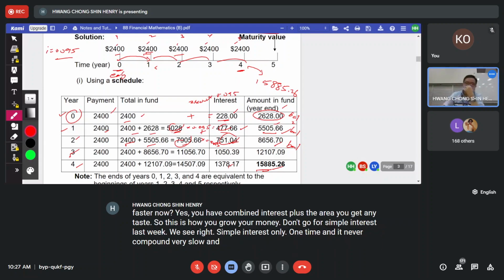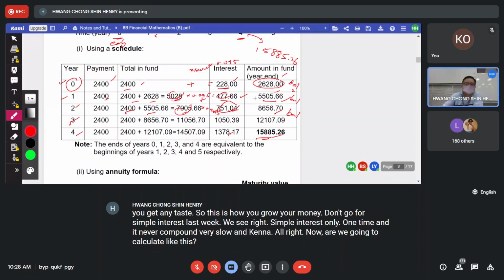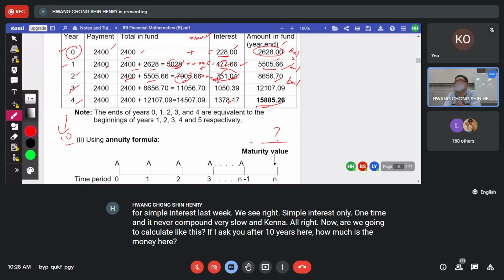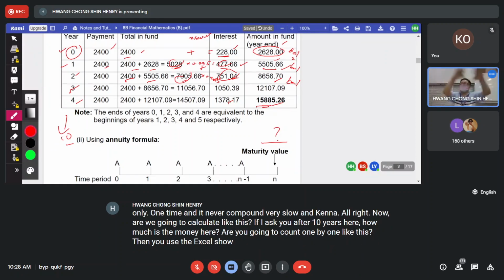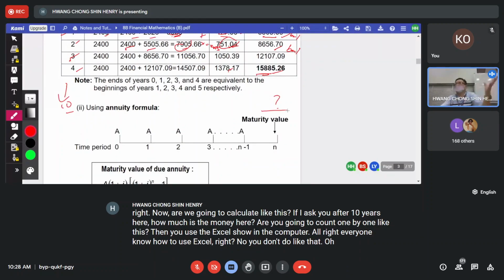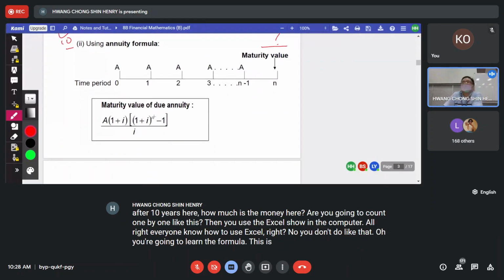All right, now, are we going to calculate like this? If I ask you after 10 years here, how much is the money here? Are you going to count one by one like this? Then you use your Excel, show in the computer. No, right? Everyone know how to use Excel, right? No, you don't do like that. Now, we are going to learn the formula. This is your formula here.